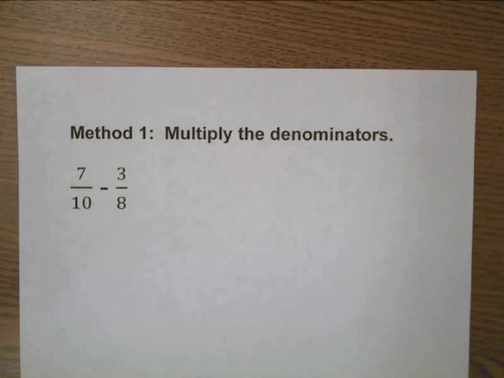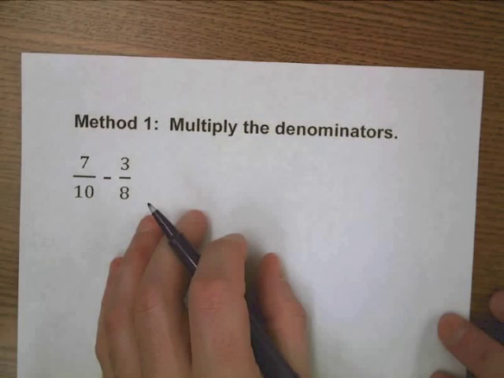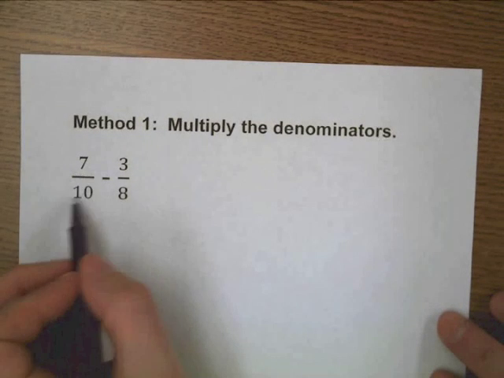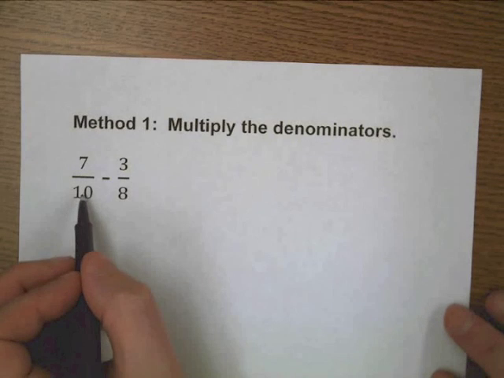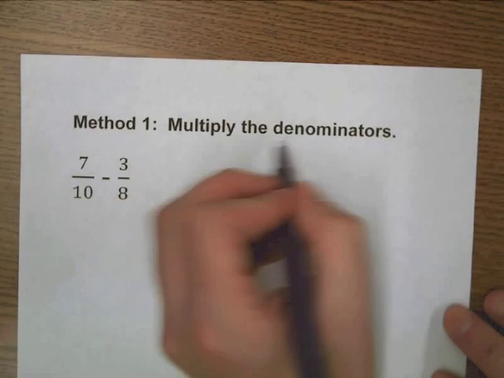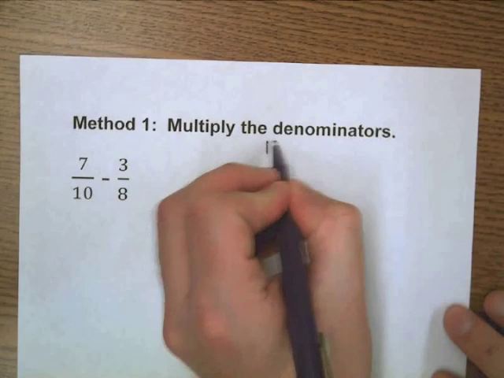Lesson 5-2, Example 2. Our objective here is learning to add and subtract fractions with unlike denominators. There are several efficient ways to add and subtract fractions with unlike denominators. Here, if we have 7/10 minus 3/8, we need to find a common denominator.